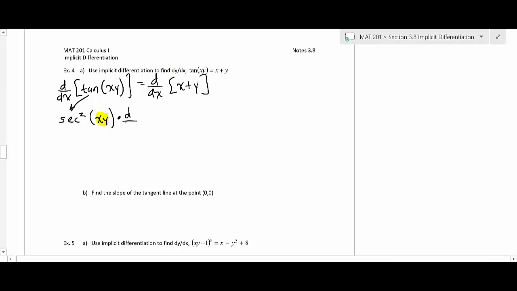So now I'm just going to write this as the derivative of xy, then we'll deal with it in the next step of the problem. Okay, like that. That's chain rule, all right? Okay, now let's go to this side.